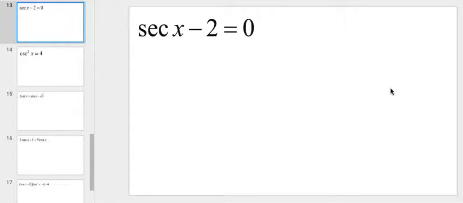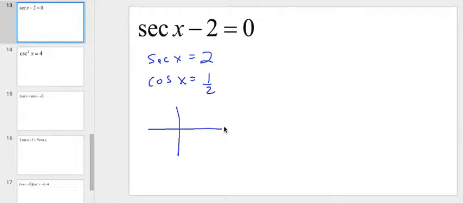Alright, problem number 13. We've got secant x minus 2 equals 0. Very similar to number 12. What we'll have to do is add 2 to the other side, so secant x equals 2. If you take the reciprocal of both sides, you get cosine x equals a half. And there are just 2 spots between 0 and 2 pi where cosine x equals a half.